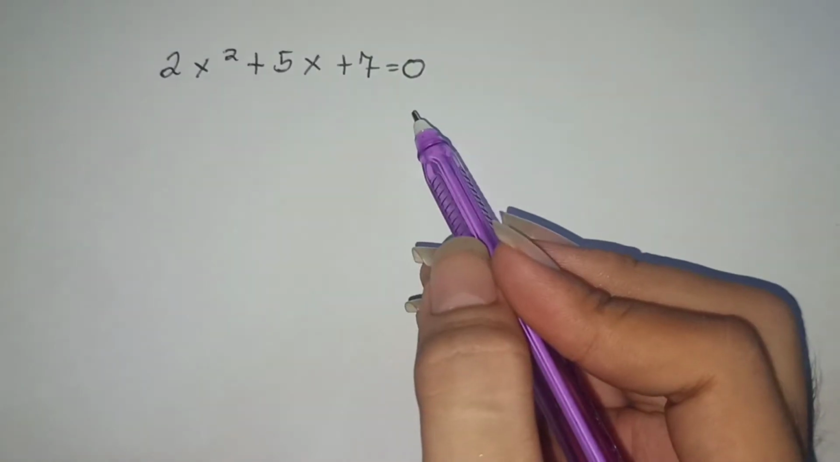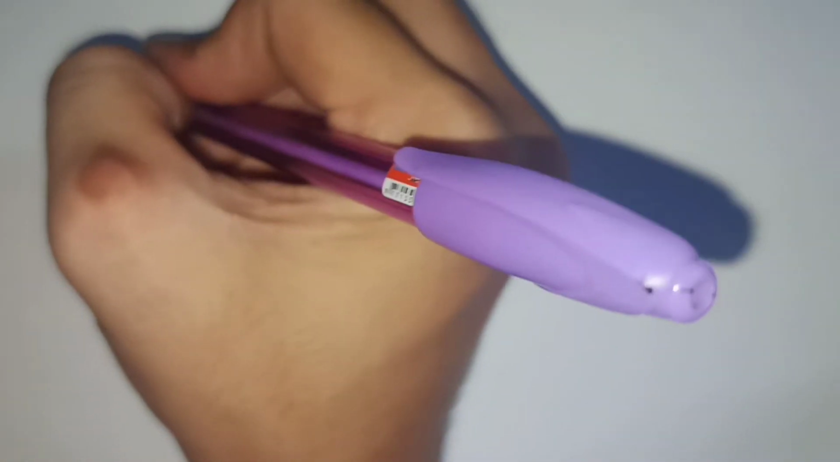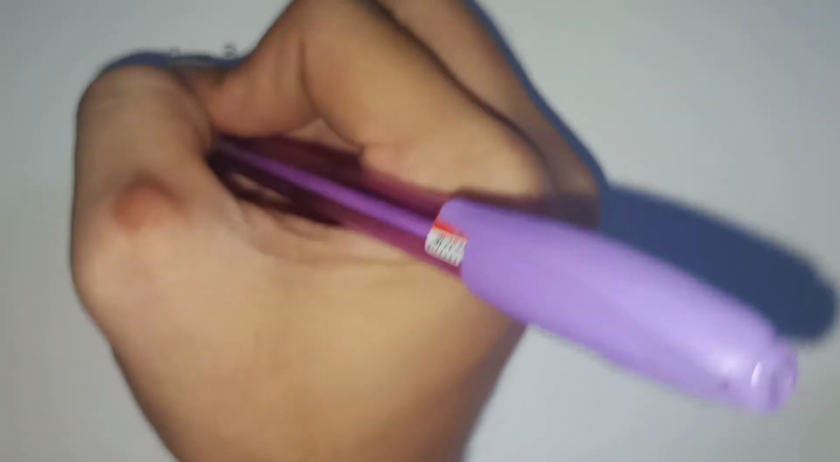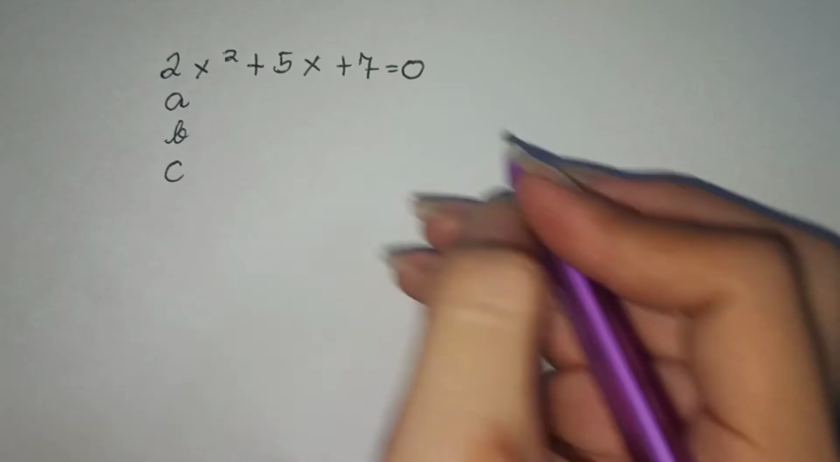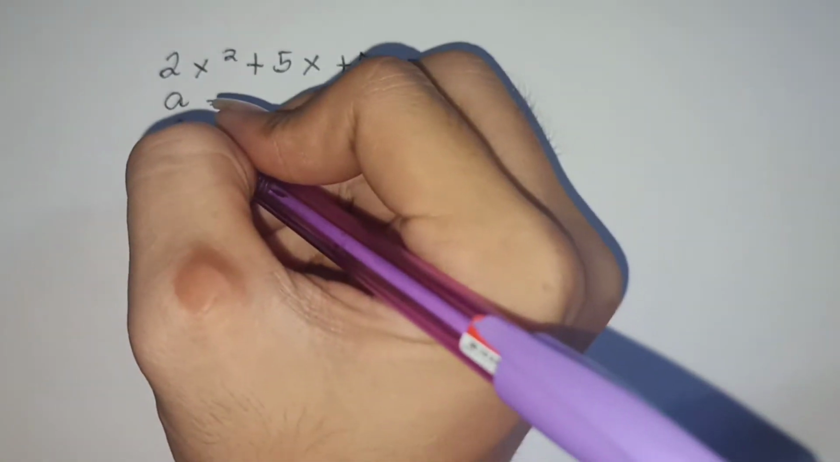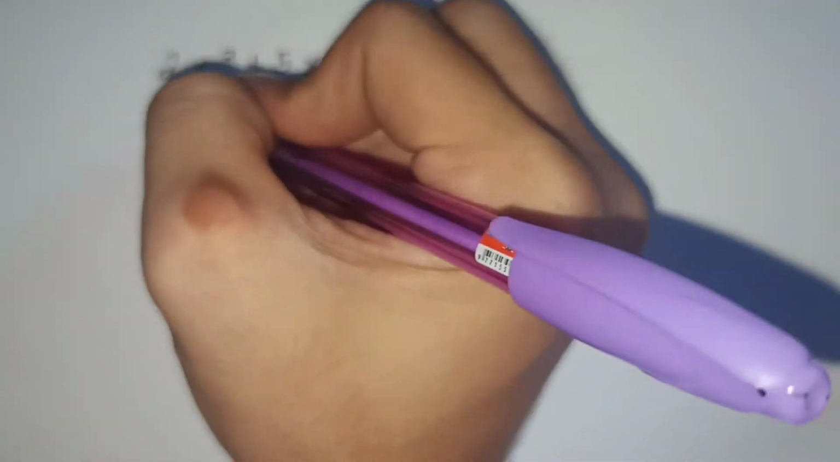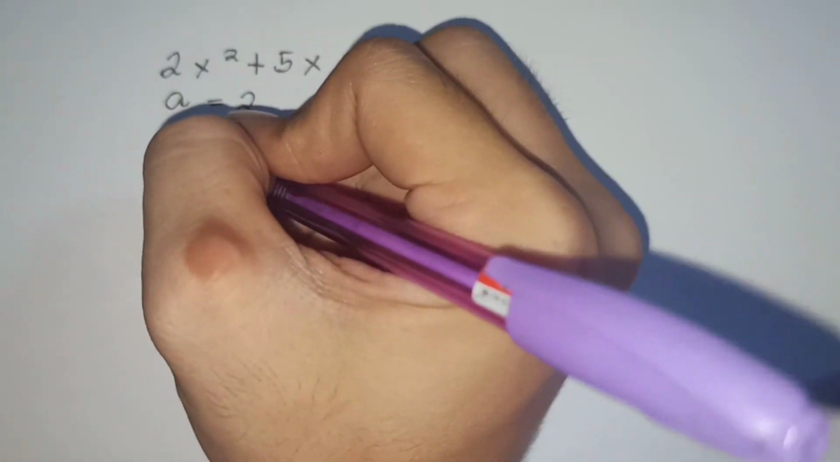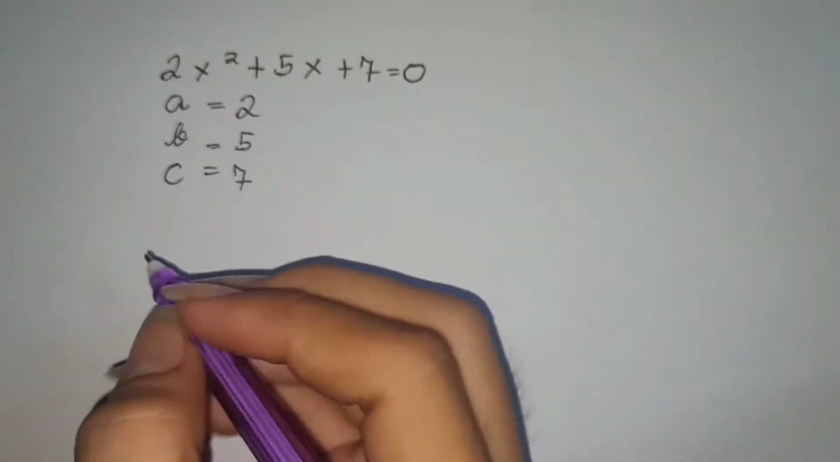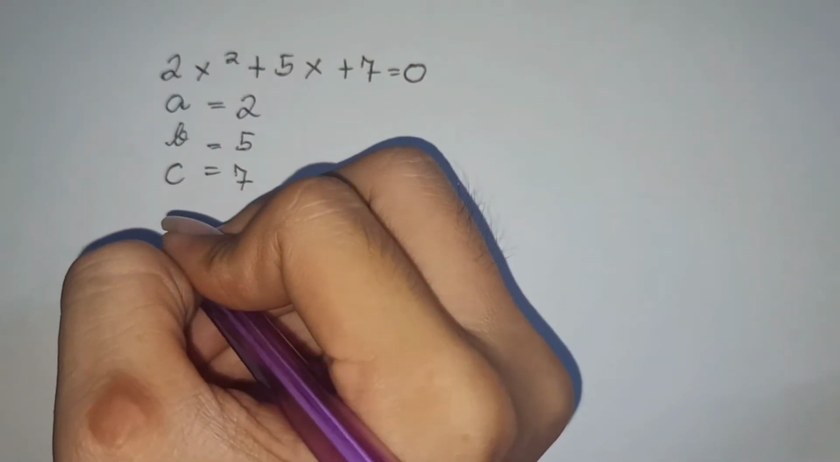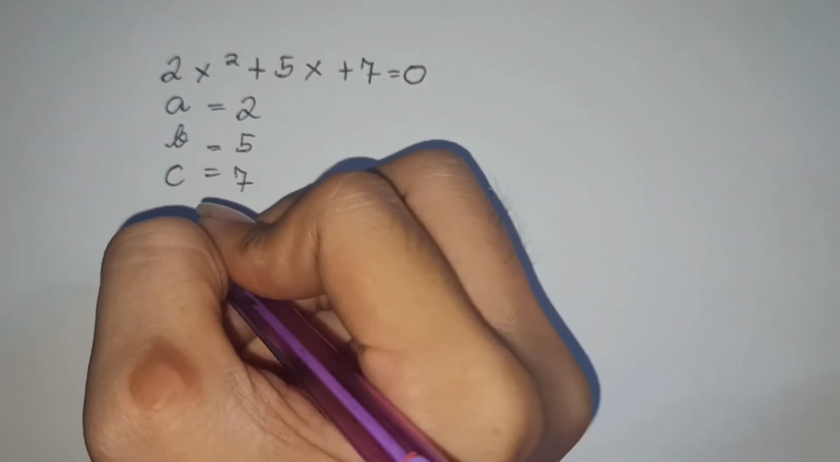2x squared plus 5x plus 7 equals 0, and it is already written in the standard form. So let's determine directly the values of a, b, and c. So a equals 2, b equals 5, and c equals 7. Now let's solve for the sum and the product. First we have the sum of the roots.